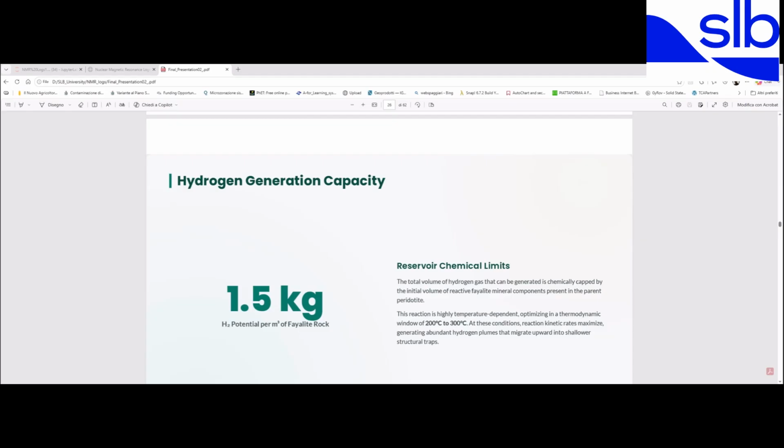The reaction is highly temperature dependent, optimizing in a thermodynamic window. This reaction is governed by the thermodynamic window between 200 and 300 degrees Celsius. At this condition, the reaction kinetic rate is optimized, generating abundant hydrogen plumes that migrate upward into shallow structural troughs, so in the seal of the trough.